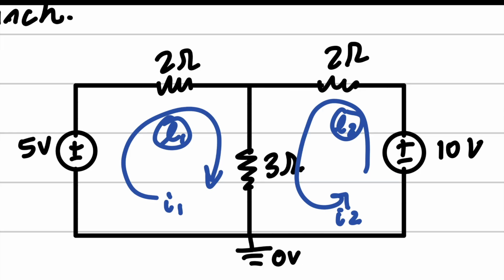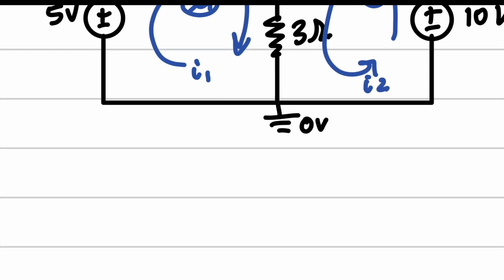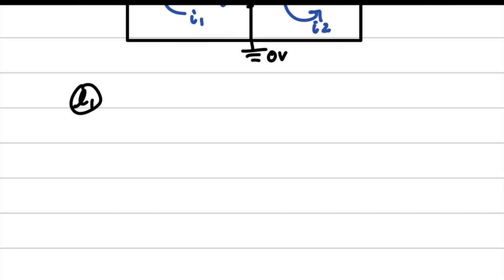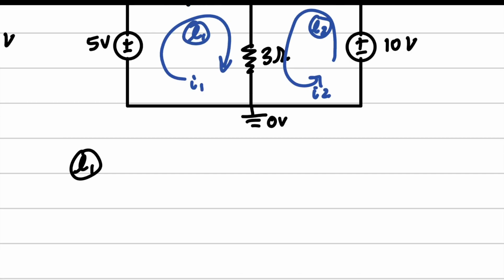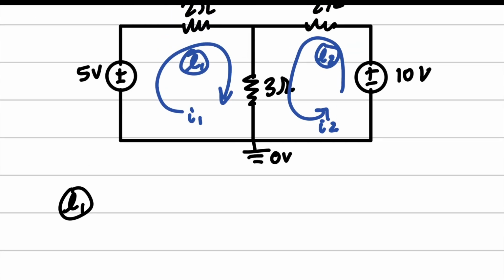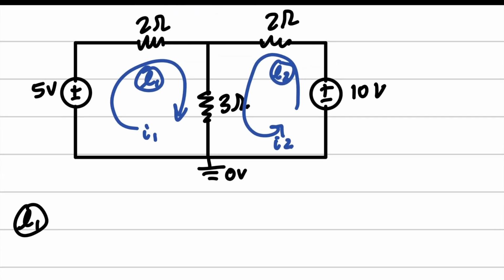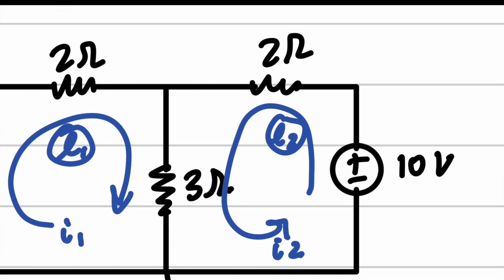Let's go ahead and solve it. I'm not going to write down the steps. I'm just going to solve it for you guys, just to prove a point. So we've got loop 1, and we've got -5 plus 2I1 plus 3. Now look at this right here.